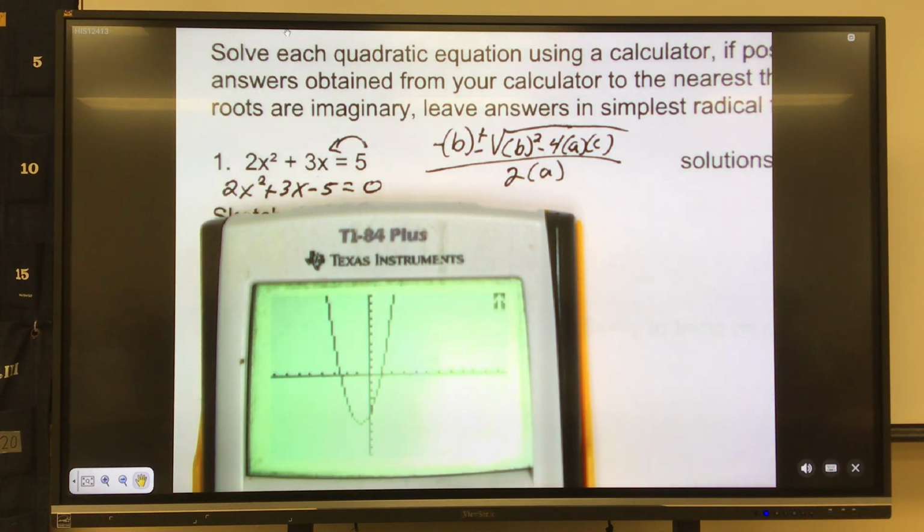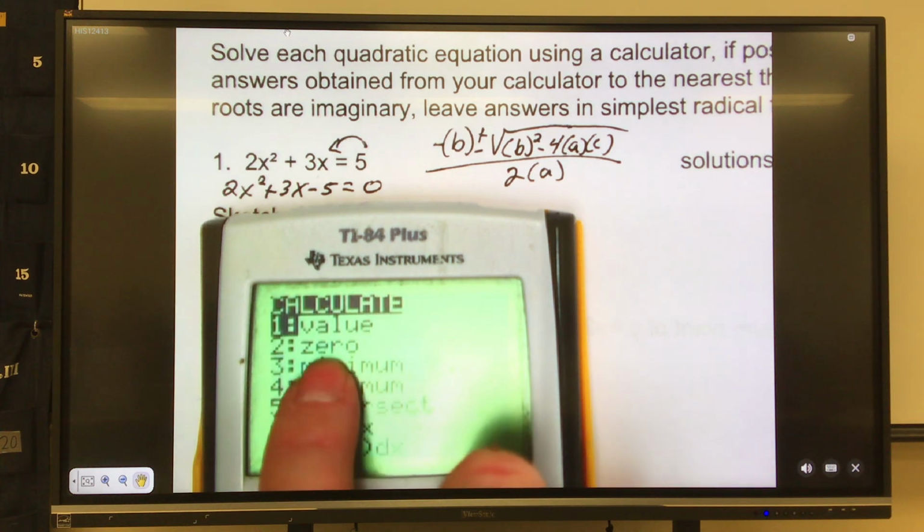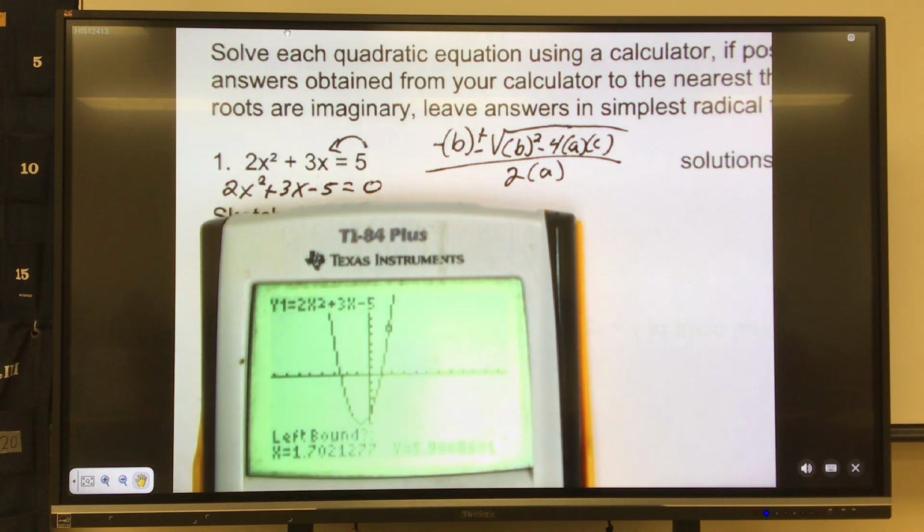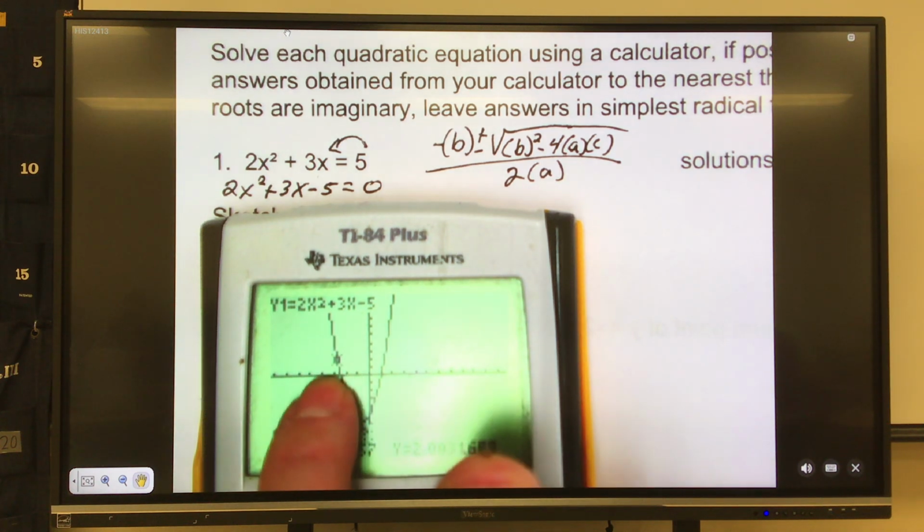So second, trace. Number 2 is zeros. Then you take your little spider guide. It says left bound. I want to do this left side first, so I put it on the left side. My zero is sitting right about there somewhere, so I want to put my little spider guide on the left side of it, where it says left bound. Here's my zero, and it's to the left of it.